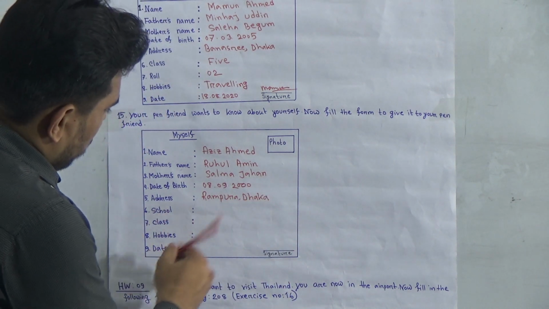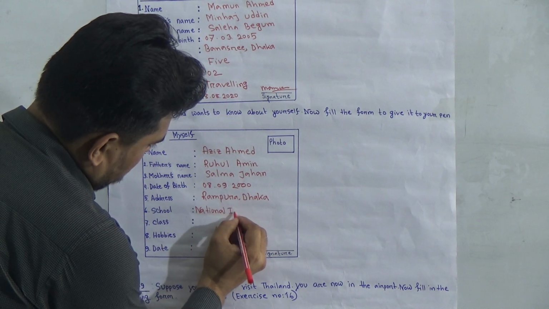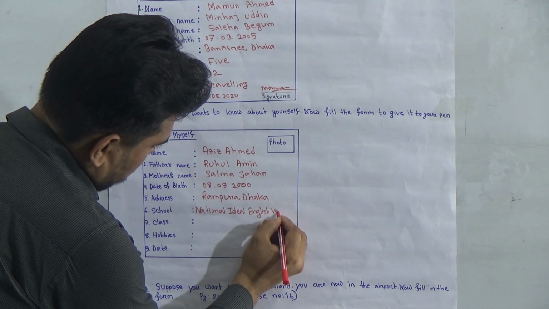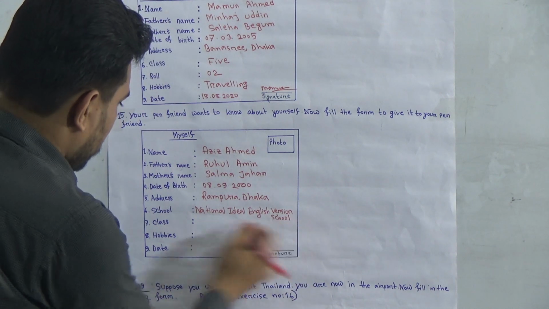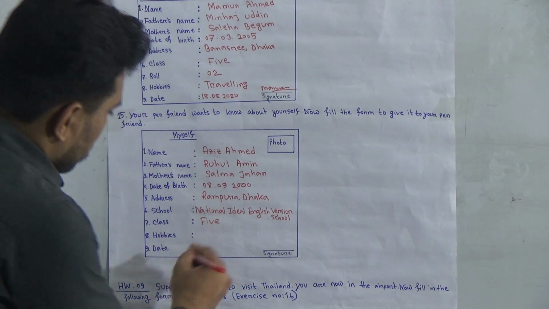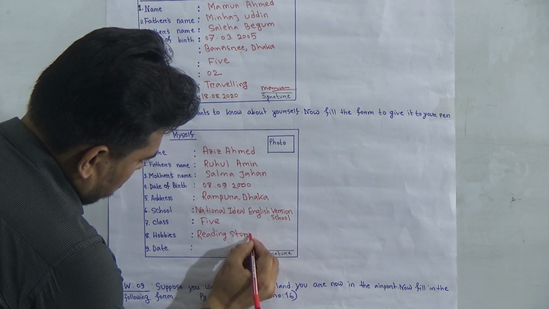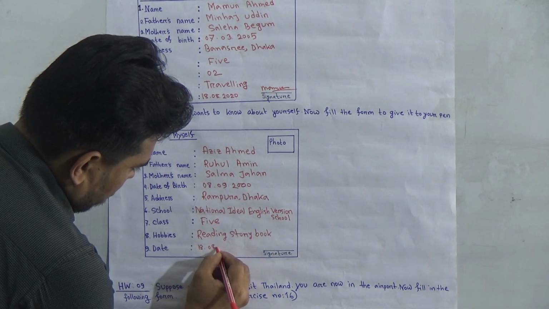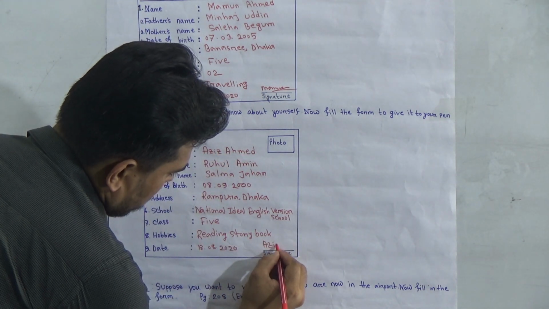School, write your school name: National Ideal English Version School. Okay, then write class. Class is 5. Suppose you read in class 5. Hobby. You can write any hobby. Reading storybook. Last one is date. Date of today. So this is the information of Aziz Ahmed. Right here, Aziz Ahmed. Here, Aziz's signature.